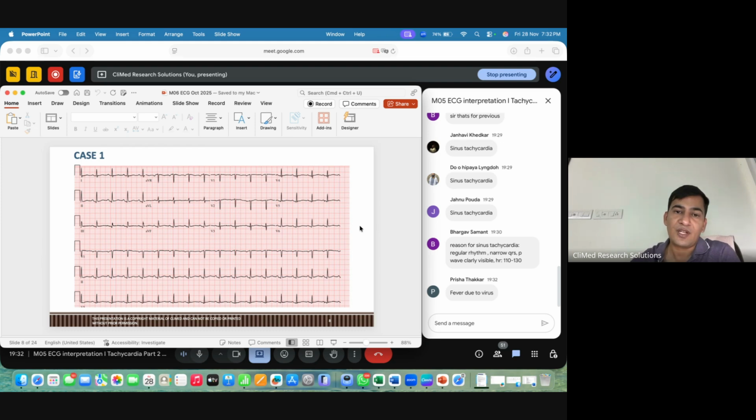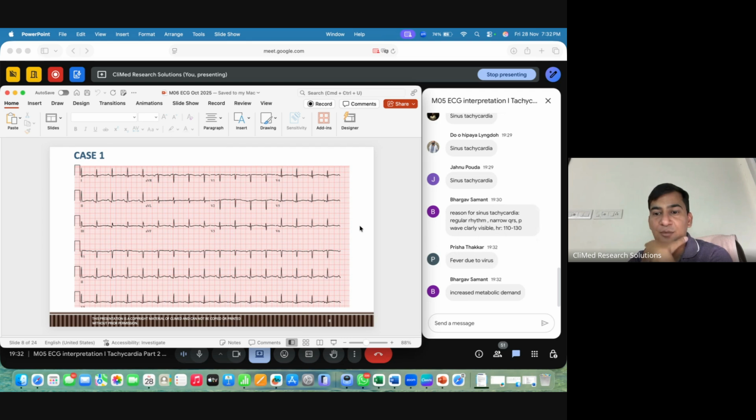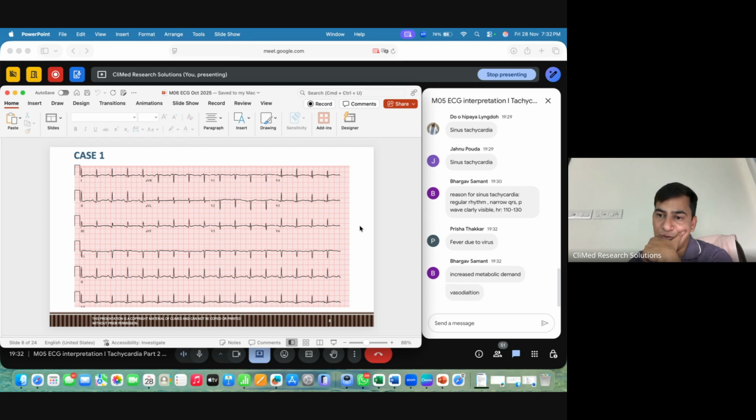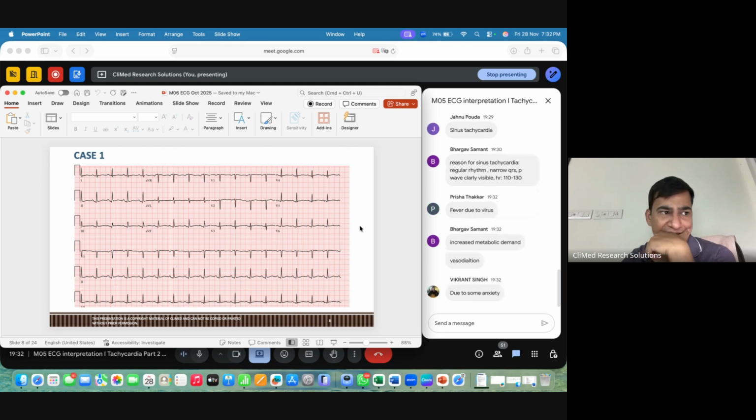Tell me. Increased metabolic demand due to fever due to virus. Reasons for sinus tachycardia: regular rhythm, narrow QRS, P. Okay, fine. Increased metabolic demand, vasodilation. Increased metabolic demand. Quite good. Due to some anxiety, okay.